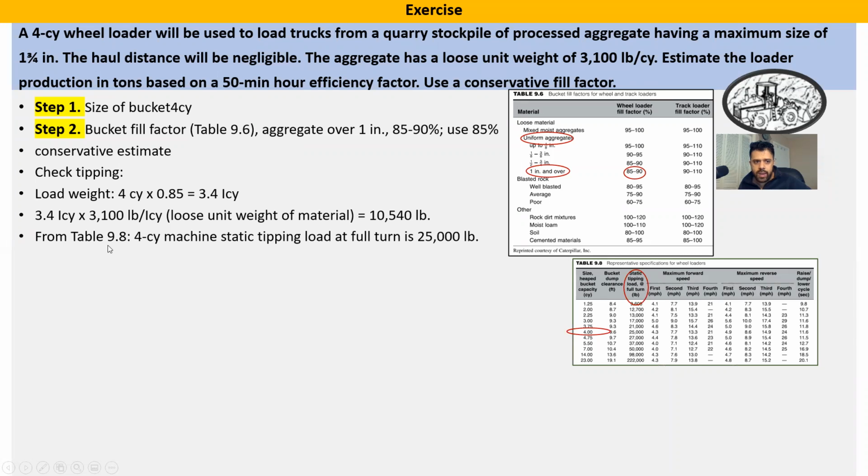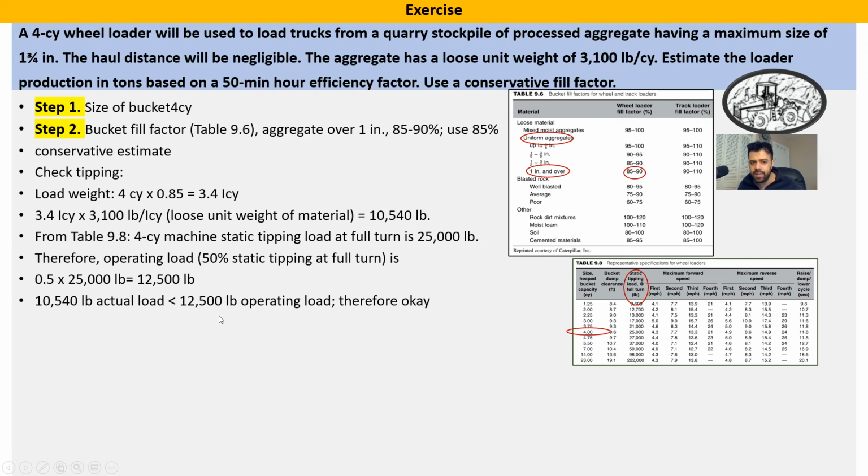We should check if this is okay. From table 9.8, the static tipping load at full turn is 25,000, okay? So 25,000 is the tipping load. It means that you cannot go further than this. Operating load is 50% of this, okay? You should make sure that the weight of the load does not exceed half of the maximum possible. The maximum possible was 25,000, half of it is 12,500.